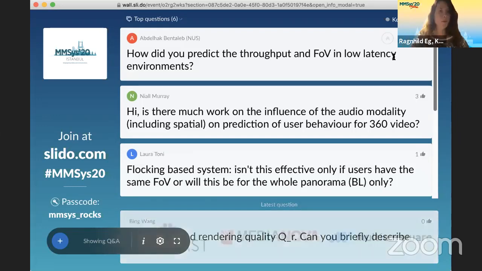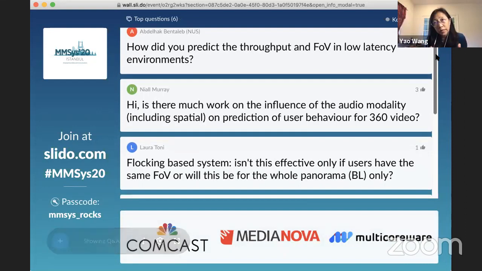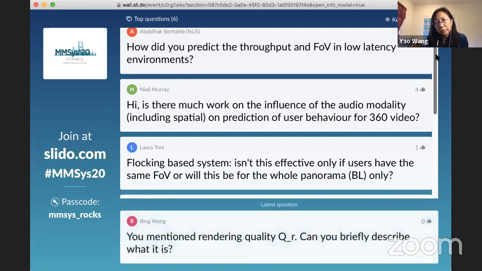Let me just say, for video on demand and live streaming, the problem is a lot more challenging because you have to predict the FOV a few seconds ahead. So for those, I think the technique I talked about, a deep learning based approach, will be very beneficial.